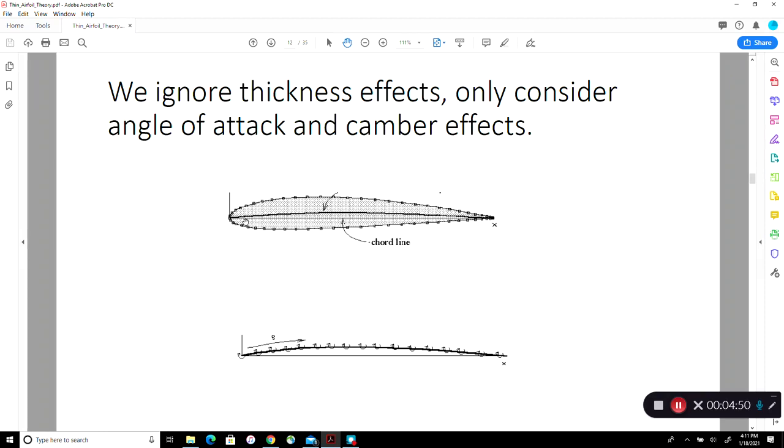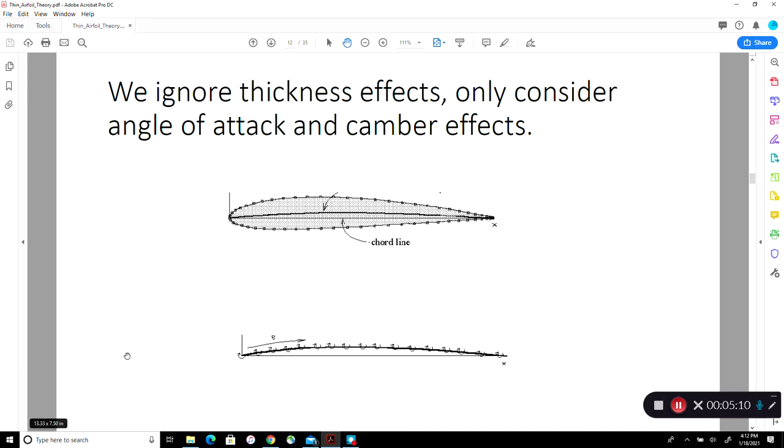So this is a picture of an airfoil, the chord line. Then you build a camber line about the chord line. Then you add an equal amount of thickness above and below the camber line to come up with the final airfoil shape. If you neglect the thickness effects, all you are left with is the chord line and the camber line.